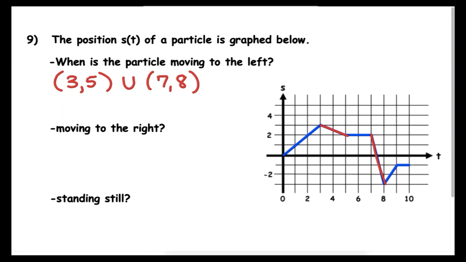All right, when is the particle moving to the right? Well, that's when you have basically a positive slope. So that's between 0 and 3, but also between 8 and 9. So we've got 0, 3, union with the interval 8, 9. And when is the particle standing still? Well, technically, standing still means you're not moving left or right. So that would be this part right here and this part right here. So we're looking at 5 to 7, union with 9 to 10.